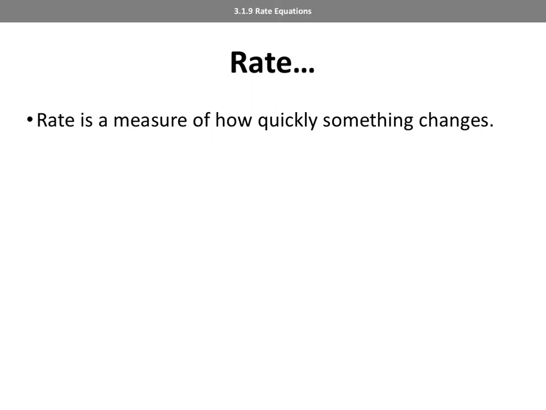So one rate of change that we are very familiar with is speed. The information that speed is giving us is it's telling us the rate of change, the rate that our distance is changing per unit time. So typically speed is measured in meters per second, and so speed is telling us how many meters something is changing by per second, per unit time.